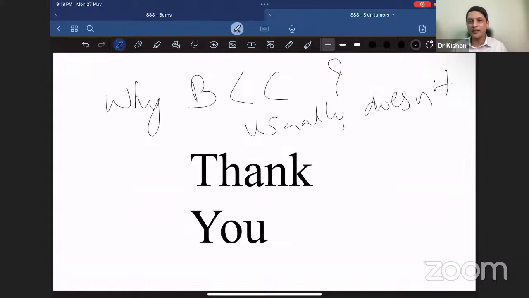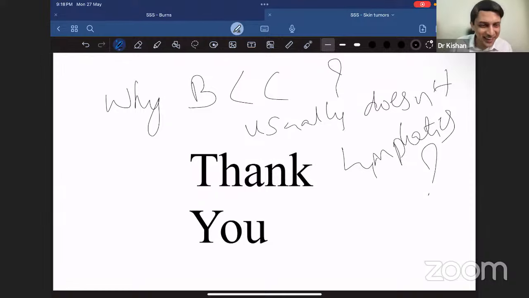Usually it doesn't spread via, I'll make it specific, lymphatics. Because all over the face, everywhere, there are lymphatics. If there's a tumor in the skin, it should spread, no? She's close, but I want a better answer.